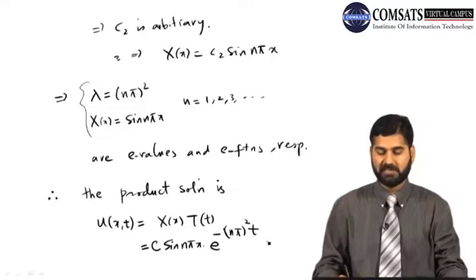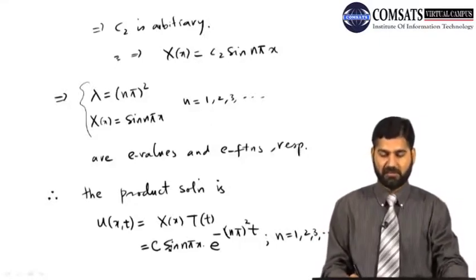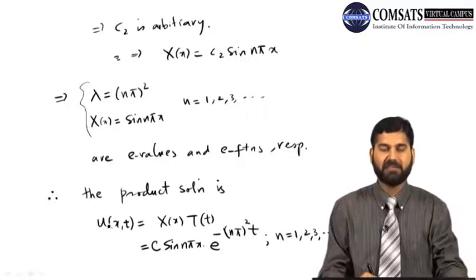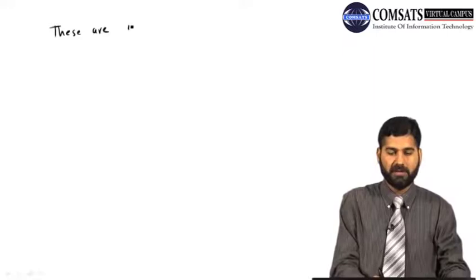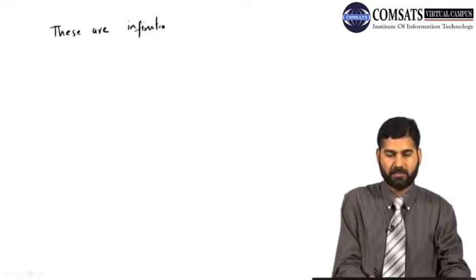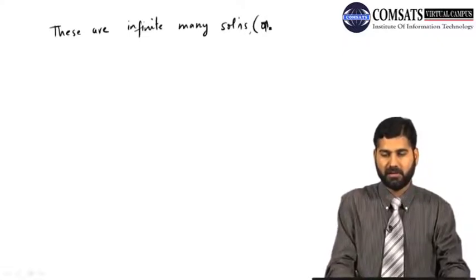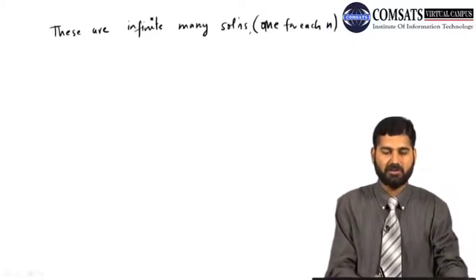Now the problem is, this is not just one solution. This is the solution for all n going from 1, 2, 3 up to infinity. So these are infinitely many solutions. If these are infinitely many solutions, for every n it is a different solution. So these are infinitely many solutions, one for each n, 1 and 2 and 3.